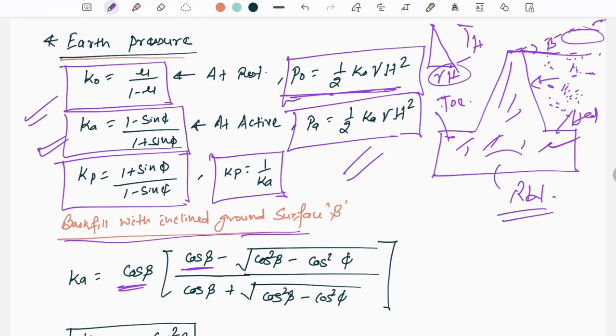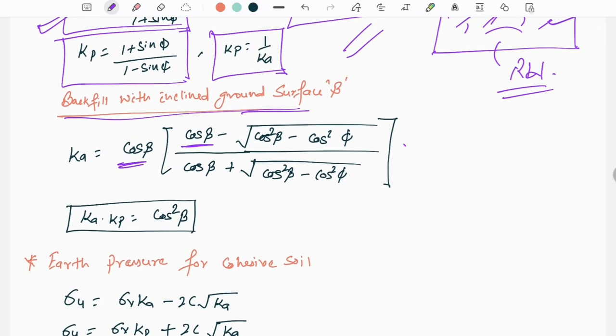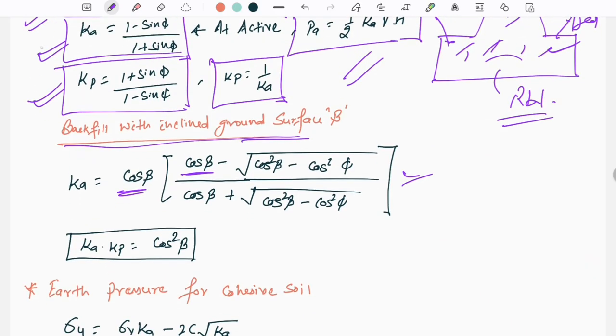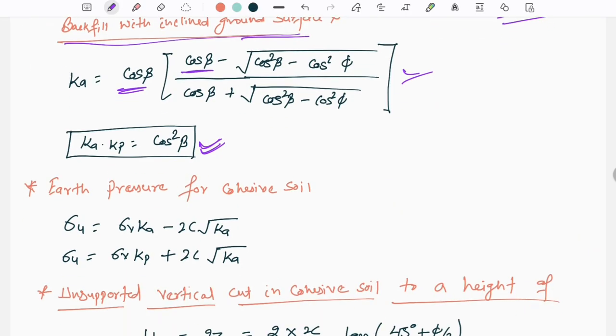If you put beta equal to 0, meaning the surface is not inclined, it is horizontal, then putting beta equal to 0 in the expression you will get Ka, this expression: 1 minus sin phi by 1 plus sin phi. And the inverse of this expression gives you Kp, 1 plus sin phi by 1 minus sin phi. So Ka into Kp is nothing but cos square beta. This is also directly asked in the objective.